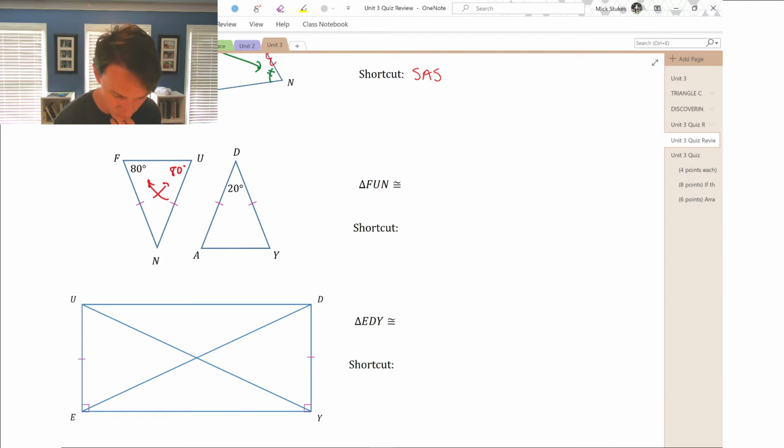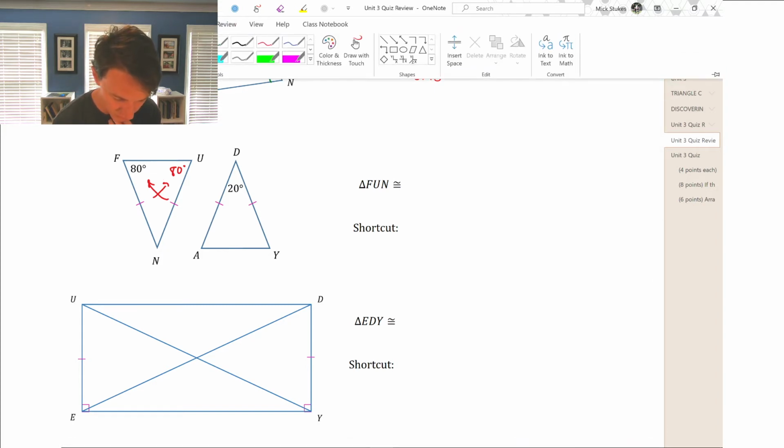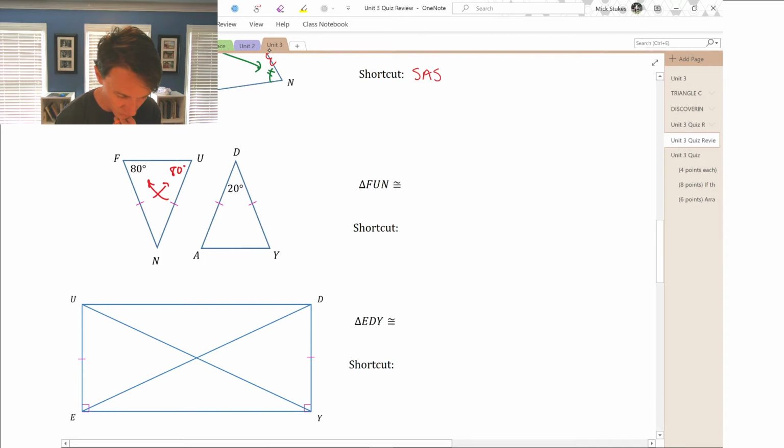I still have a little more work to do, because I need to find out what those other angles in here are. As a matter of fact, all of these angles have to add to 360 over in the FUN triangle. And so this one and this one will maybe make X.